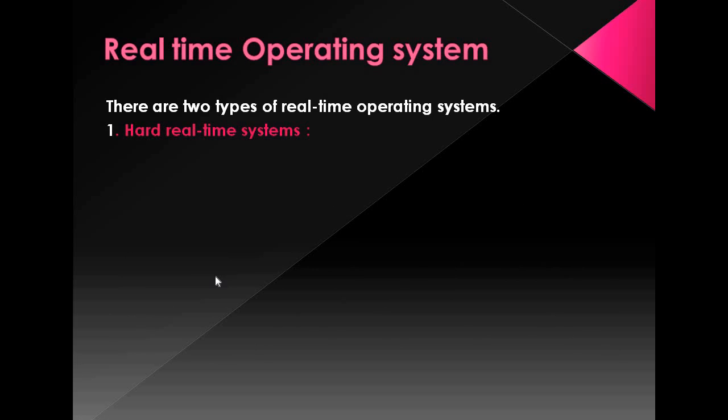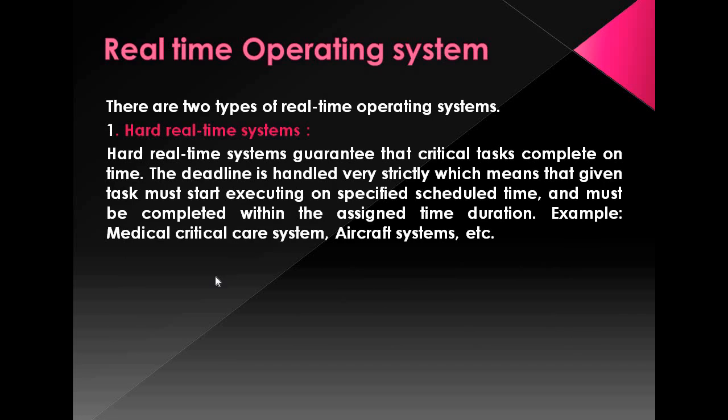First is hard real-time systems. Hard real-time systems guarantee that critical tasks complete on time. The deadline is handled very strictly, which means that a given task must start executing at the specified scheduled time and must be completed within the assigned time duration. For example, a medical critical care system or an aircraft system.